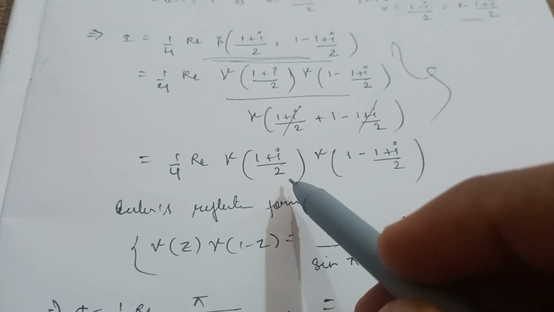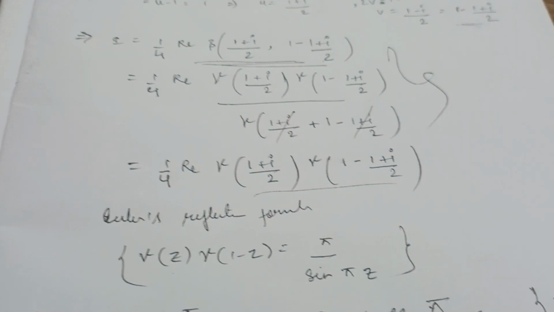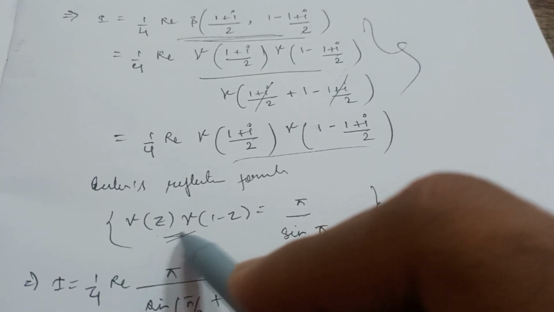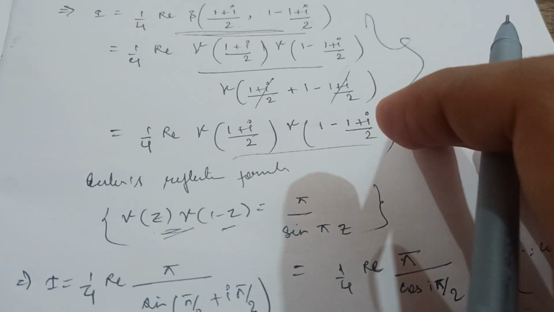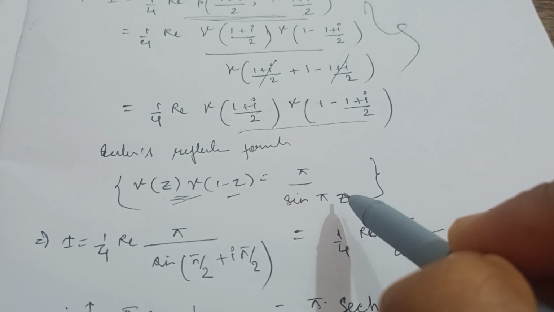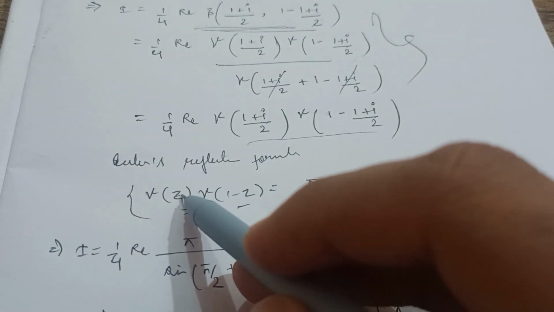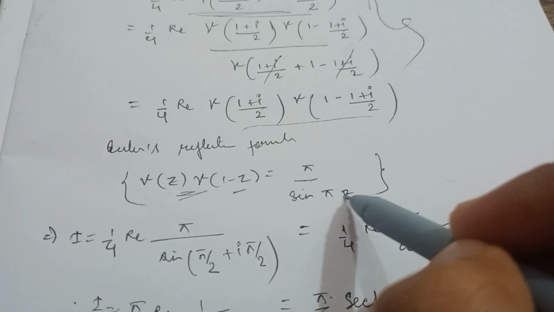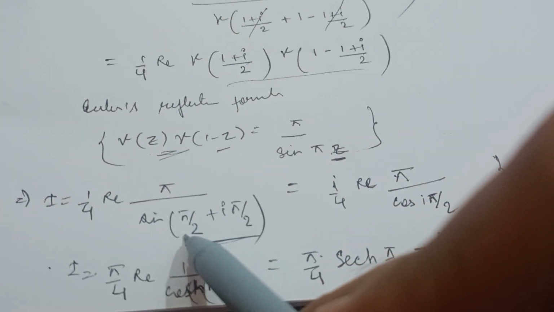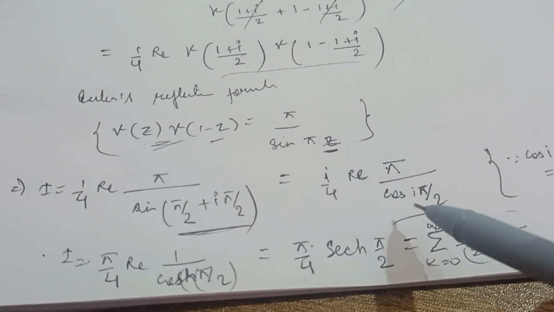And now I'm going to use Euler's reflection formula on this function, which is gamma of z into gamma of 1 minus z is nothing but pi upon sine pi z. So replace z with 1 plus i by 2. So it will become pi upon sine pi into 1 plus i by 2, that is 1 by 2 plus i by 2. I am replacing z as 1 plus i by whole 2. So it will change back to this. Again, sin of pi by 2 plus theta will be cos theta. So I am going to write it as cos i pi by 2. Again, I am going to write this.